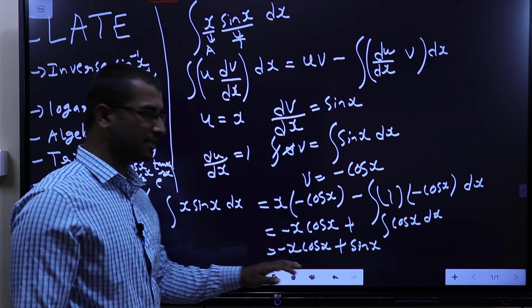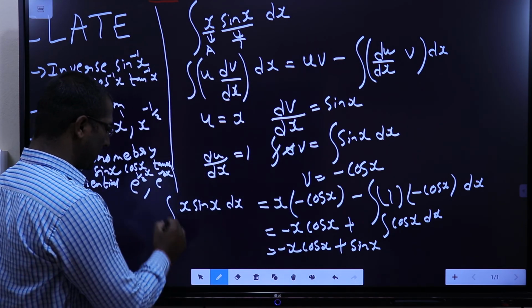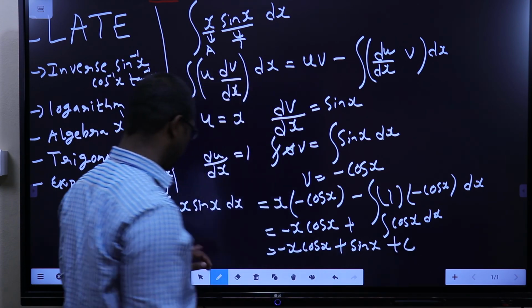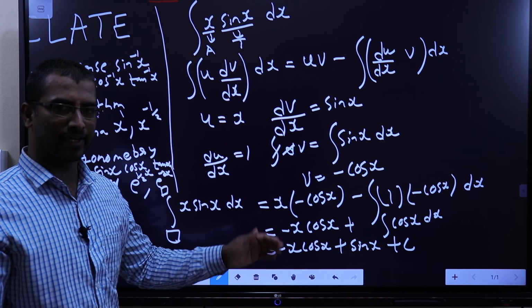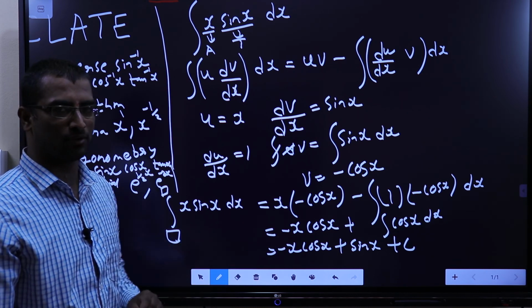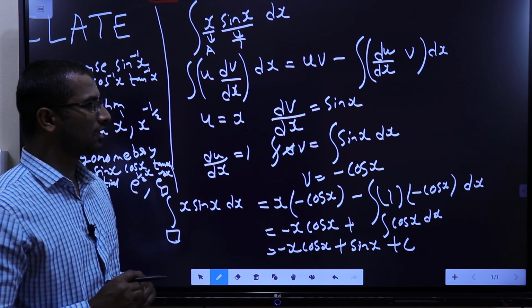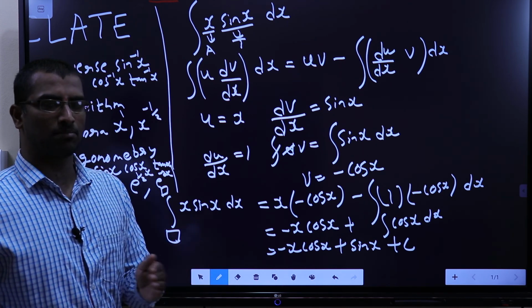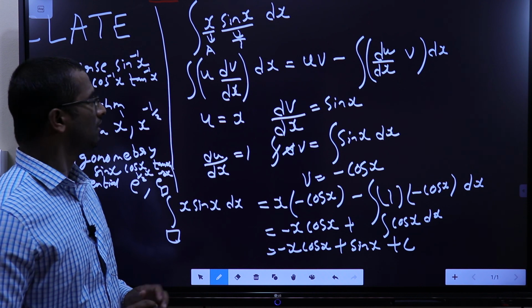This is the final answer. If you don't have limits for the integration, then put plus c. If there are limits, don't put plus c, directly go with upper limit minus lower limit. Clear? So whenever you have a product, you go with integration by parts. Clear?